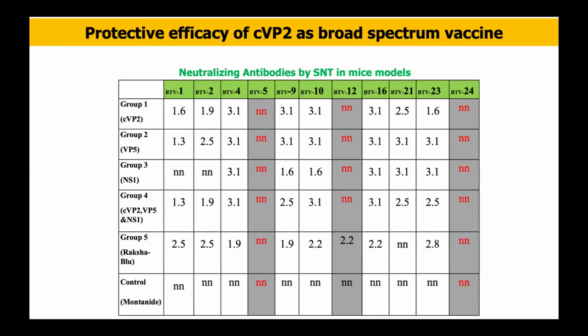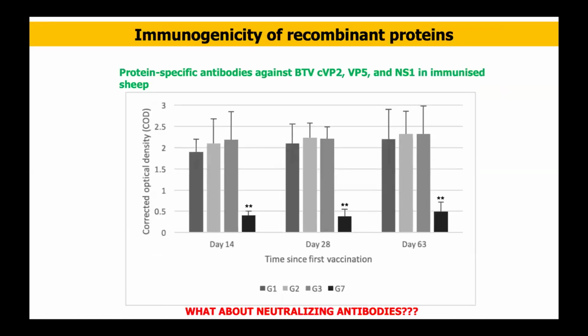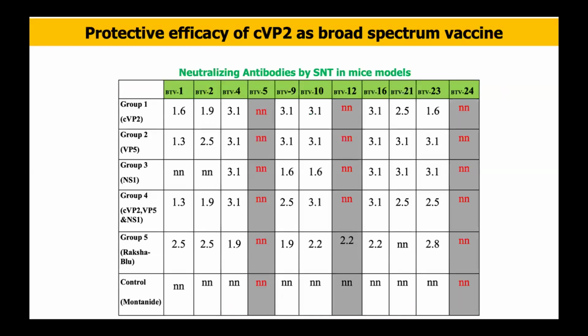Now coming to the final question, which is: are the antibodies generated by these proteins cross protective or not? Because that is the objective, right? We wanted to generate a single vaccine which can protect against multiple different serotypes. So after we collected the serum from the CVP2 and VP5 group, we used the isolates we have in our lab: BTV 1, 2, 4, 5, 9, 10, 12, 16, 21, 23, and 24. We have these different serotypes in our lab.